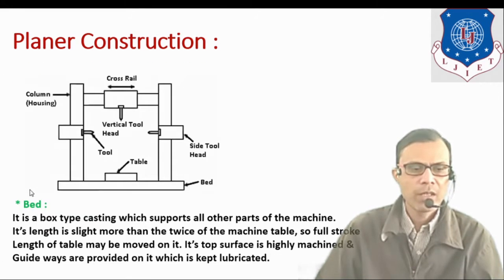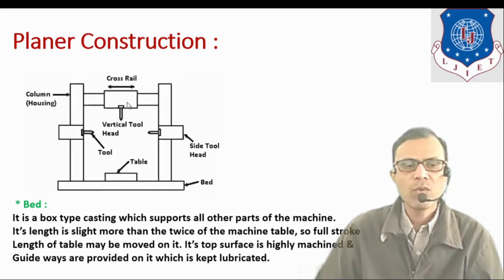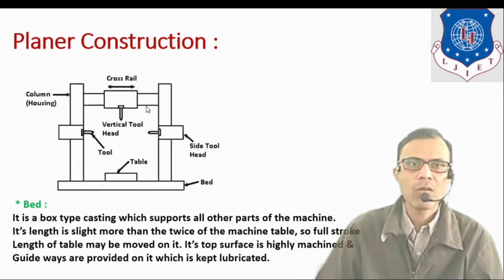Next component is the cross rail. This component, the cross rail, connects two columns. These are the two columns which are connected by this cross rail, and the cross rail can move vertically up and down on this column, and on the cross rail this component, the tool head, is mounted. So when we move this cross rail up and down, this tool head can also be moved up and down.